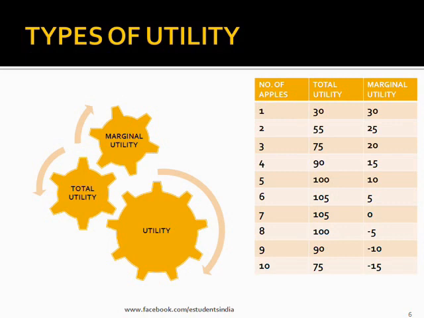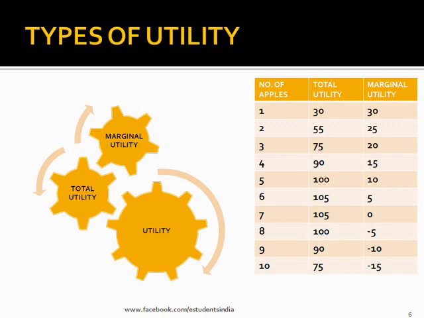Total utility is the sum of utilities from the successive consumption. For the first one it is 30, second one the marginal utility is 25 but total utility is 55. And for the third apple, the marginal utility is 20 and the total utility is 75 for the 3 apples. And it goes on. What is marginal utility?